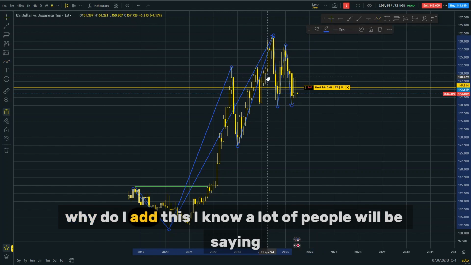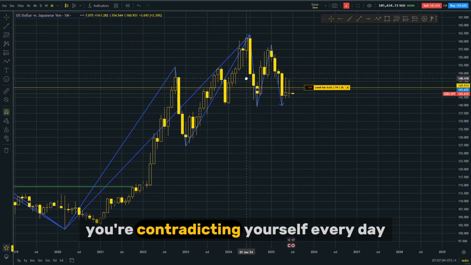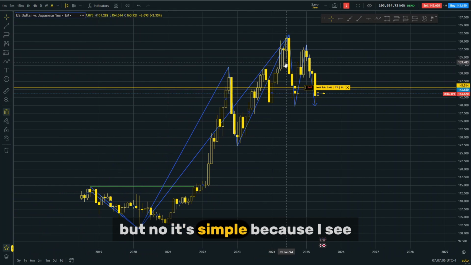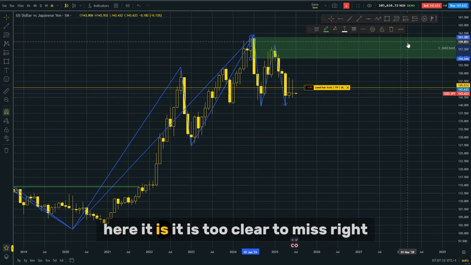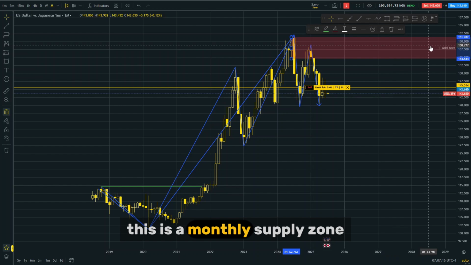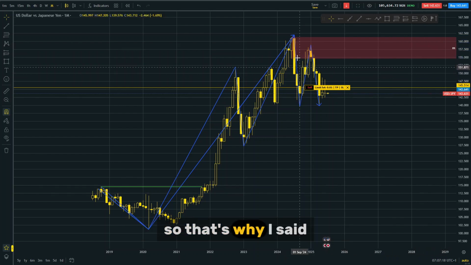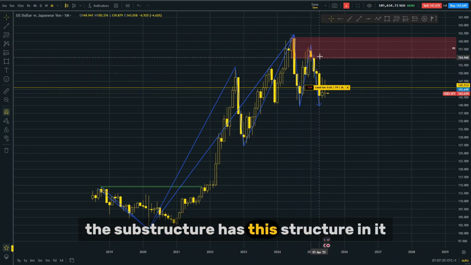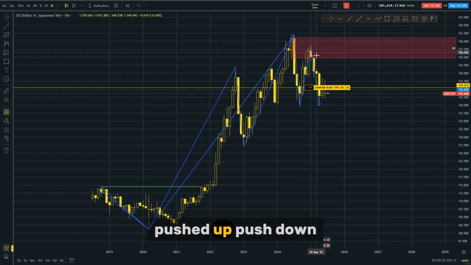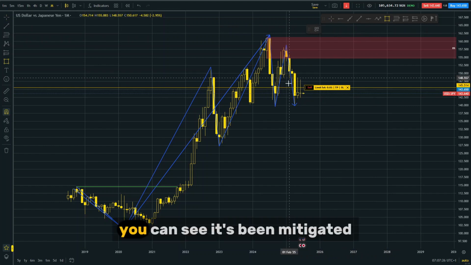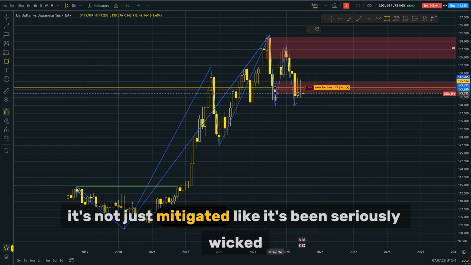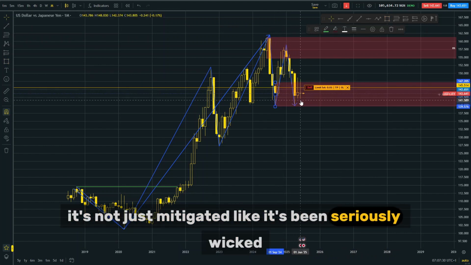Why do I add this? I know a lot of people will be saying you are contradicting yourself every day, but no, it's simple, because I can clearly see a supply zone right here. It is too clear to miss, right? This is a monthly supply zone. So that's why I said the substructure has this structure in it, pushed up, pushed down, and we're looking to see that this has been mitigated. It's not just mitigated, it's been seriously hit.